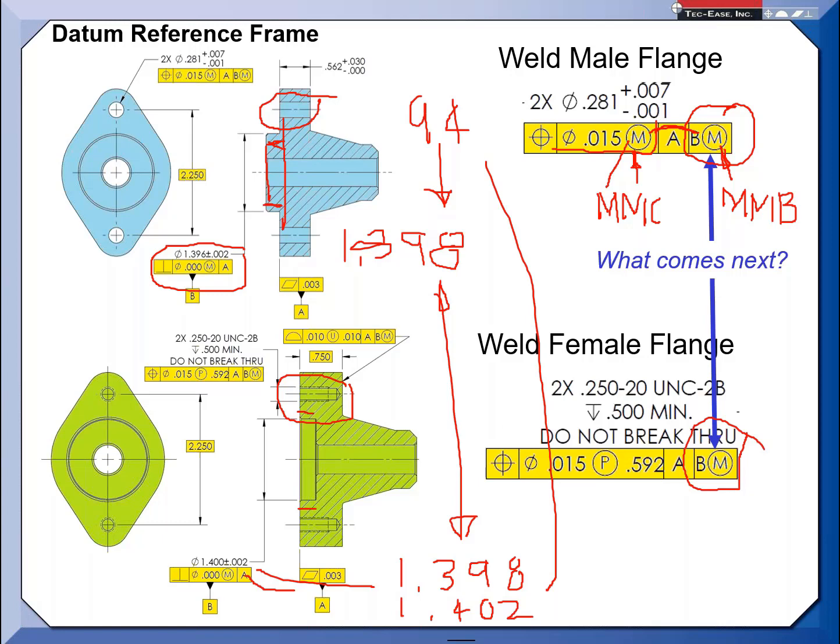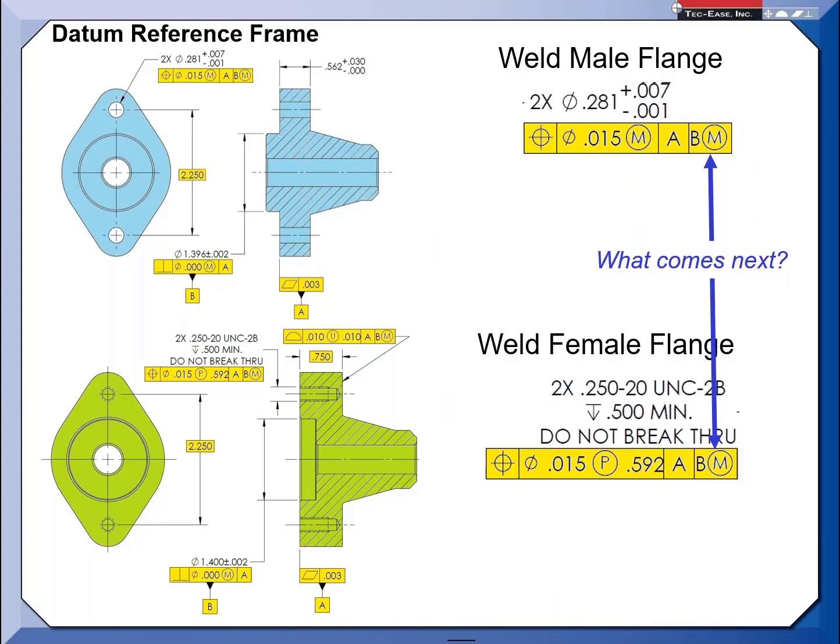Let me clean this up a little bit. Does that help? By putting modifiers in, I allowed us to take advantage when the holes got bigger, so they can move out of position relative to the true position. Then depending upon what size the datum features came in at, I can allow datum shift. Did that help?